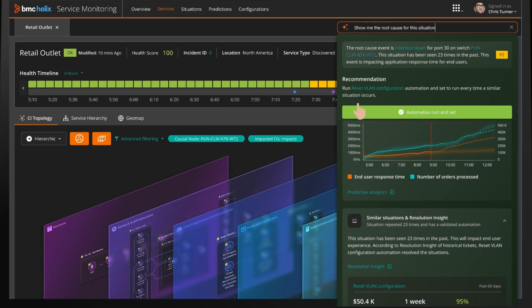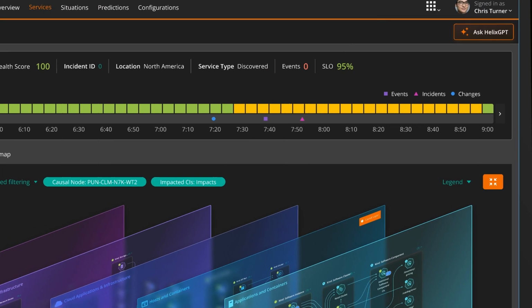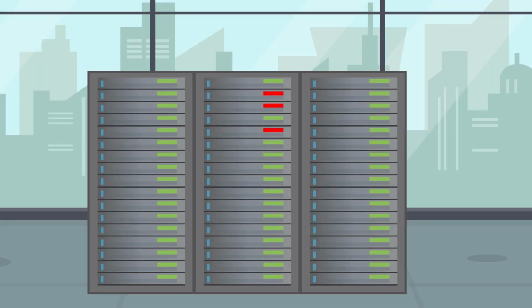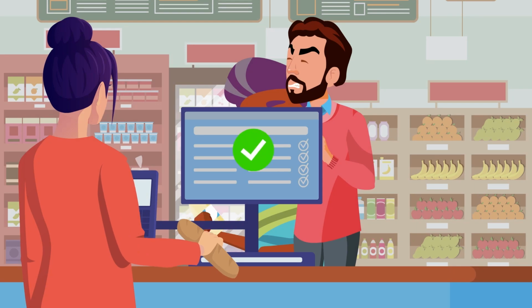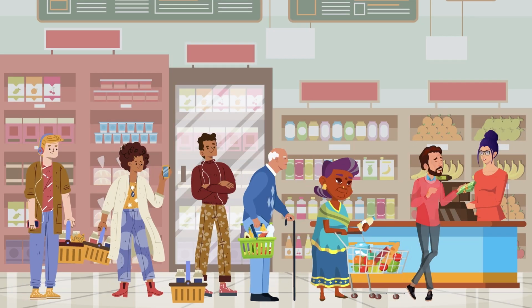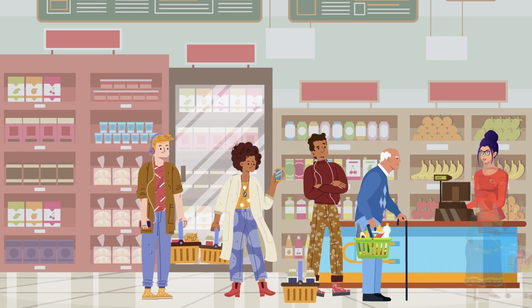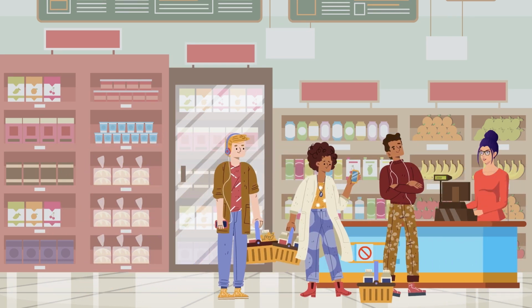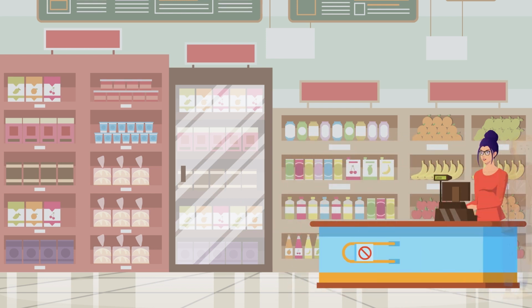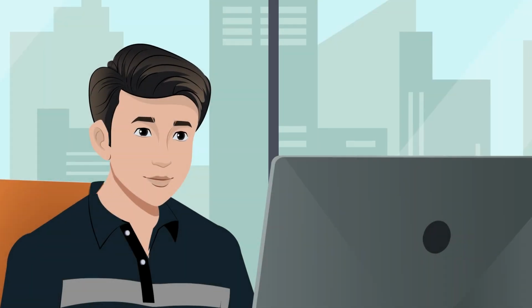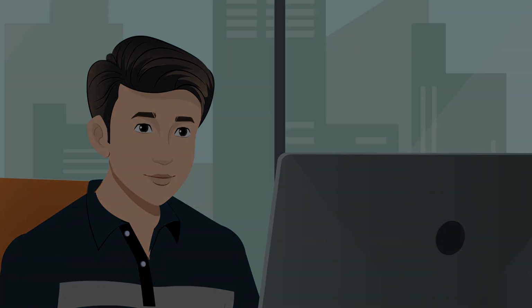Chris is happy to see the service health score is back to normal with successful remediation. The systems are returning to their optimal performance. The systems are back, and the transactions are running smoothly. The queues gradually decrease, and customers are left satisfied. Customers are appreciative of the supermarket's efficient retail point-of-sale system, thanks to Chris's proactive actions.